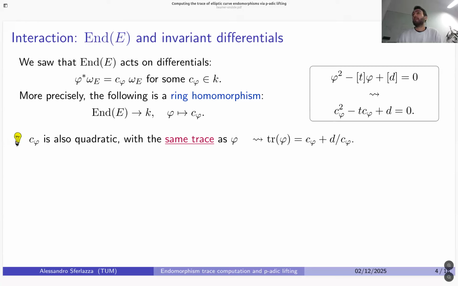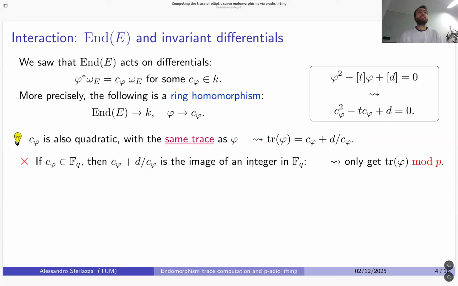And since c is now a number, this scaling factor c_phi, the trace can actually just be computed as one root of this polynomial, this c, plus the other root, that is d divided by c. Now, one of the key insights here is that the trace must be an integer, so this t must be an integer multiple of 1. But when these numbers live in a finite field of characteristic p, then we can only get the integers modulo p.